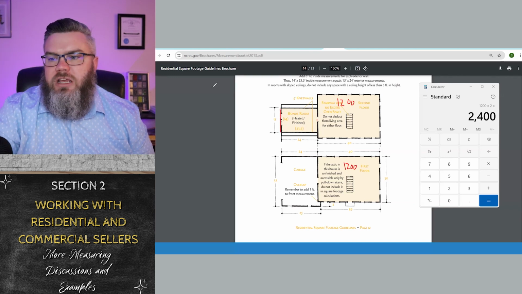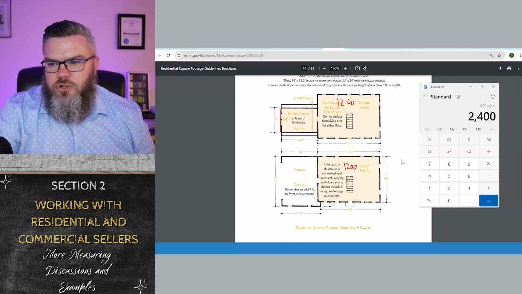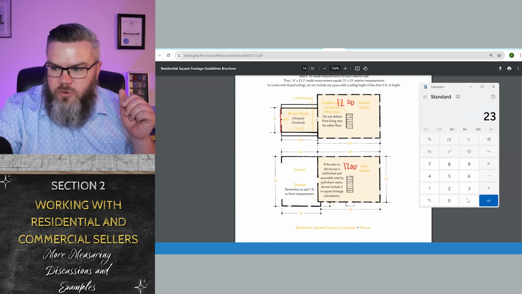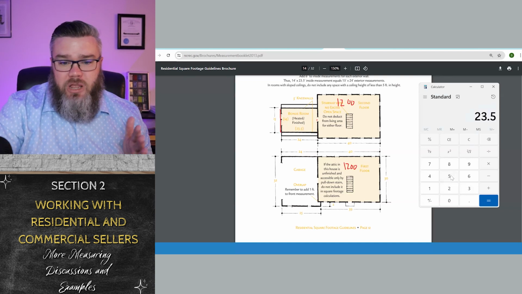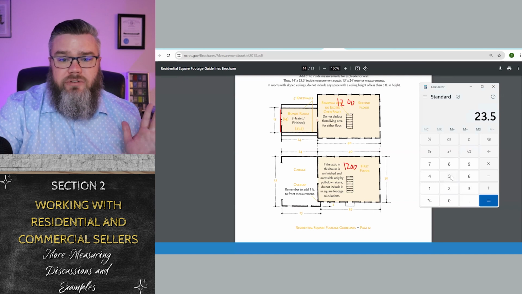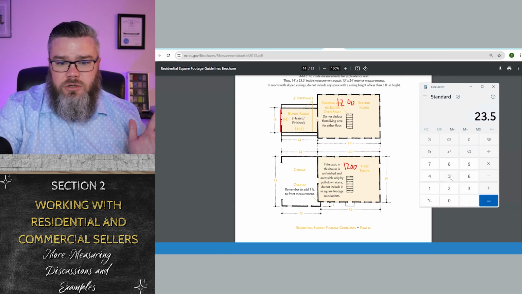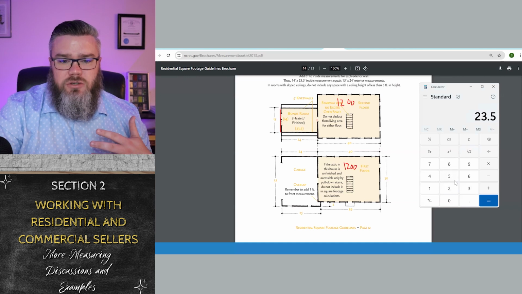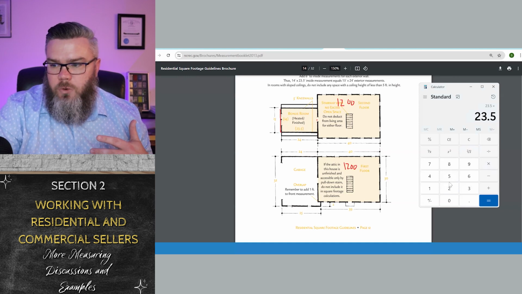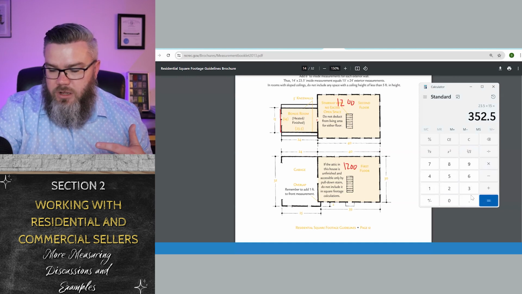And so for this particular room, to figure out the square footage, you're going to take your 23.5 feet. And because that's the engineer scale, we can just leave it as 23.5. That's all footage. There's no inches in there. Because what that's really saying is 23 feet, 6 inches. And then you multiply it by your 15 feet. And so this bonus room has 352.5 square feet.